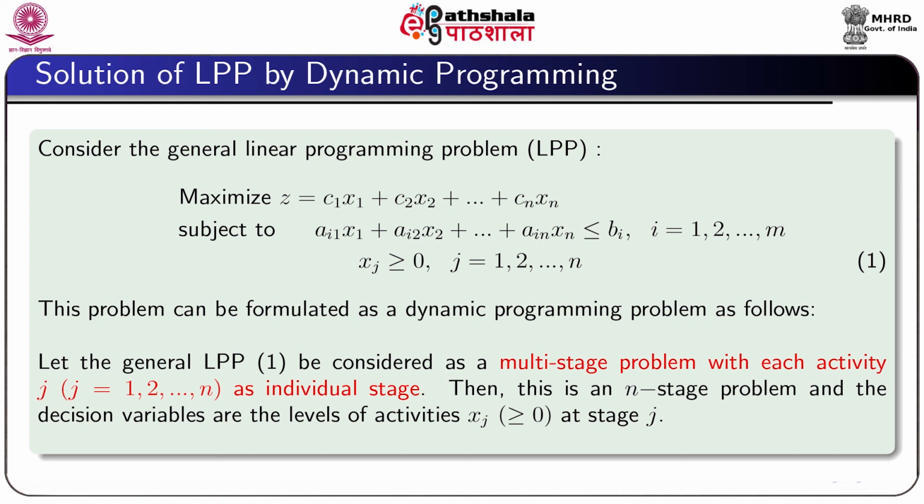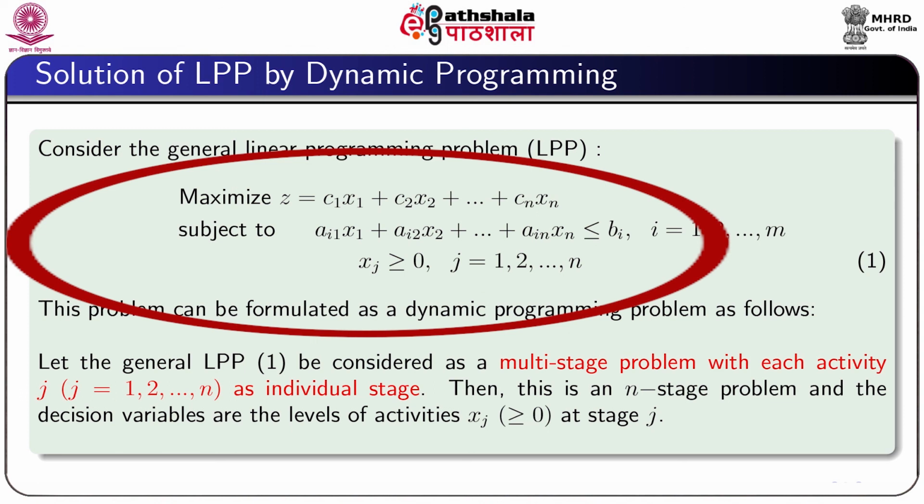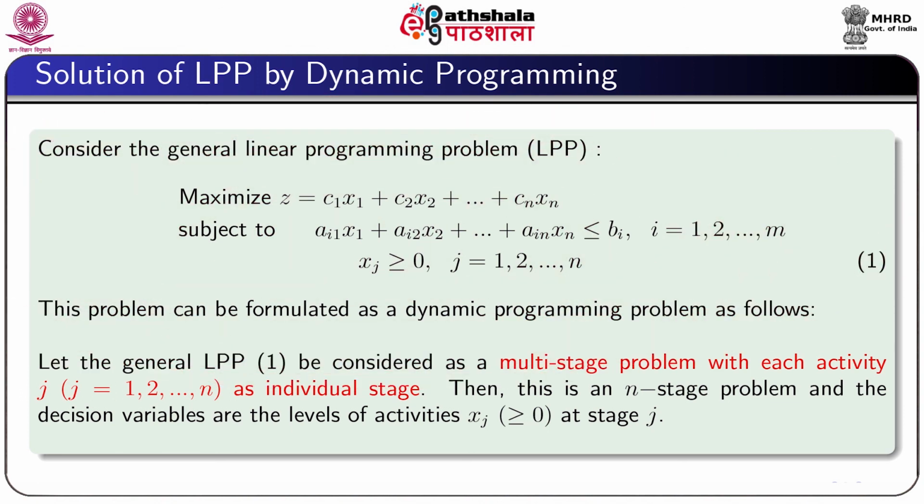Consider the general linear programming problem. Maximize z equal to c1 x1 plus c2 x2 plus dot dot dot plus cn xn, subject to ai1 x1 plus ai2 x2 plus dot dot dot plus ain xn less than or equal to bi, where i equals 1 up to m, and xj greater than or equal to 0 for all j equal to 1 up to n. This problem can be formulated as a dynamic programming problem as follows.